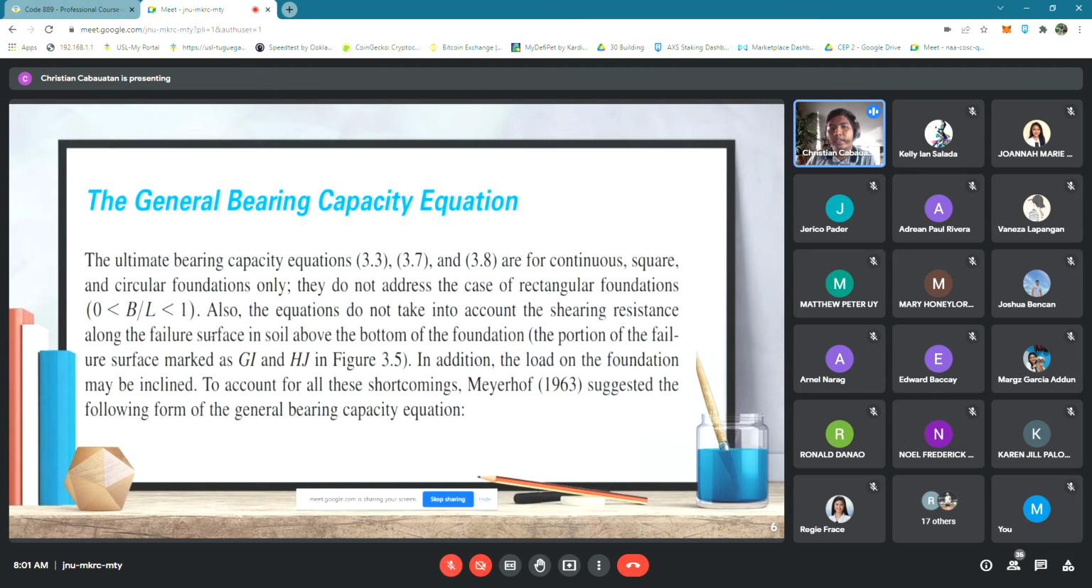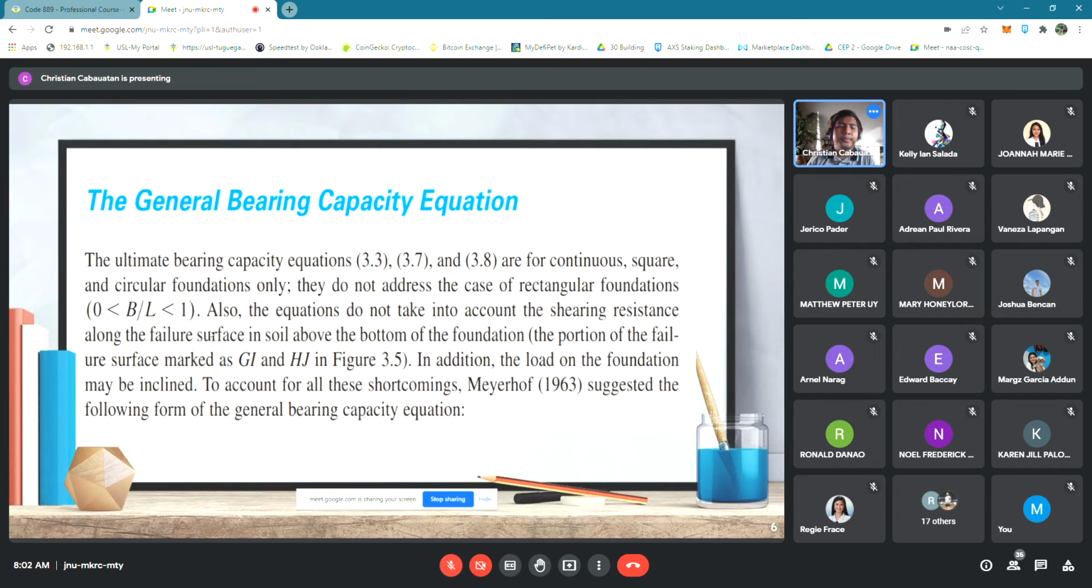Next one, the general bearing capacity equation. Okay, this would be pertaining to the equation of Meyerhof. So for Terzaghi, meron siyang mga bearing capacity factors na Nc, Nq, and N gamma. And for Meyerhof, meron na siyang mga different factors. Not only the bearing capacity factors, but also they added different factors like shape factors, the depth factors, and also the inclination factors. Okay, we will understand that well as we go through our lesson.